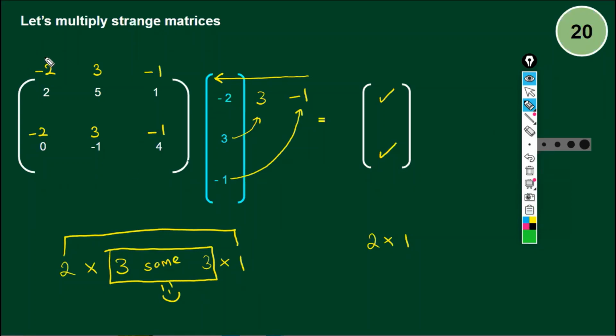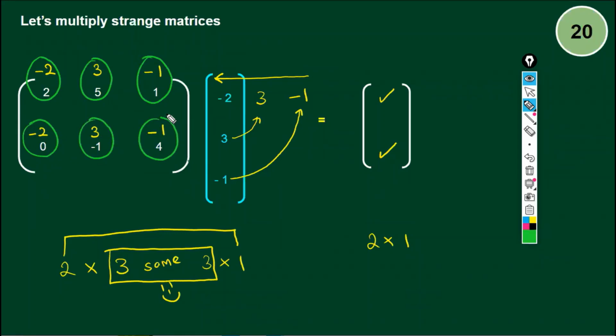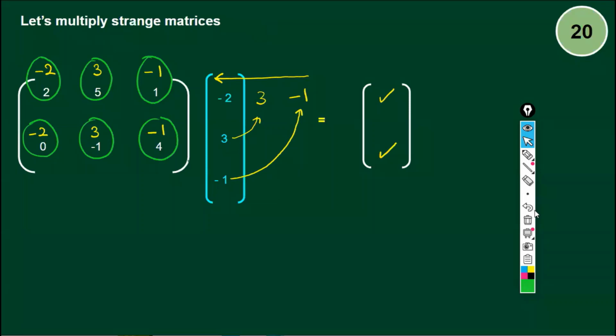And guess what you do? Each pair, you multiply them. And to get a top answer, you add up the 3 top answers. To get the underneath answer, you add up the 3 underneath answers. Multiply out each one here. We're going to get -4, 15, -1, 0, -3, -4. We're going to add up the top.